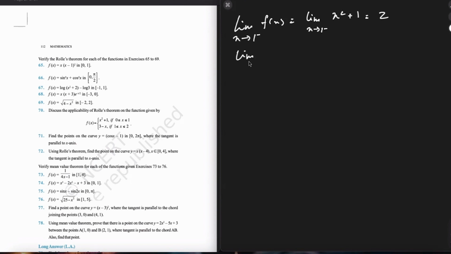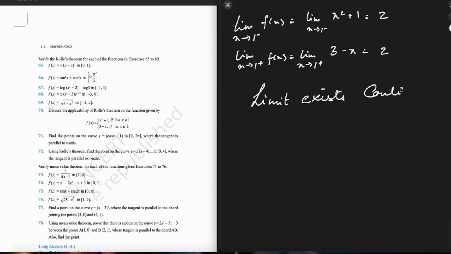Now limit x tends to 1 positive for f(x) is equal to limit x tends to 1 positive for 3 minus x, it is also equal to 2. So limit exists. कंटिन्यूअस तो है.